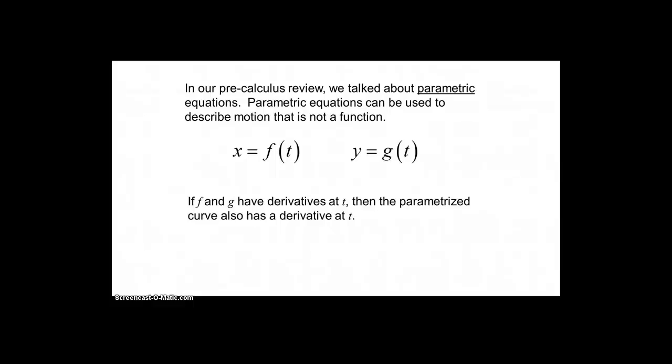Remember, parametric equations can be used to describe motion that's not a function. If we have a curve in the plane that models what's happening to an object or a particle, we could talk about the horizontal behavior of that function, and that's what that might look like. This would be the horizontal behavior according to our parameter t. This function would model the vertical behavior of a function according to t.